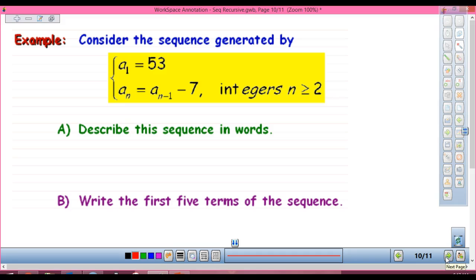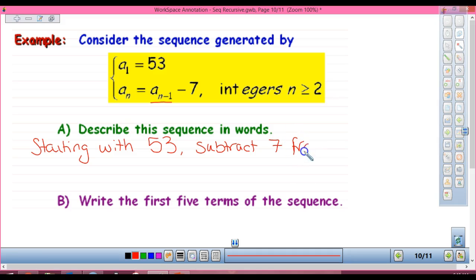All right, describe this sequence in words. Let's start this. What was the first part? Let's start with what the sequence starts with. 53. So we can say, starting with 53. After we do 53, what happens? We subtract 7. Do we always subtract 7 from 53? We subtract 7 from what? What did we call this? Previous term, yep. So subtract 7 from each previous term.